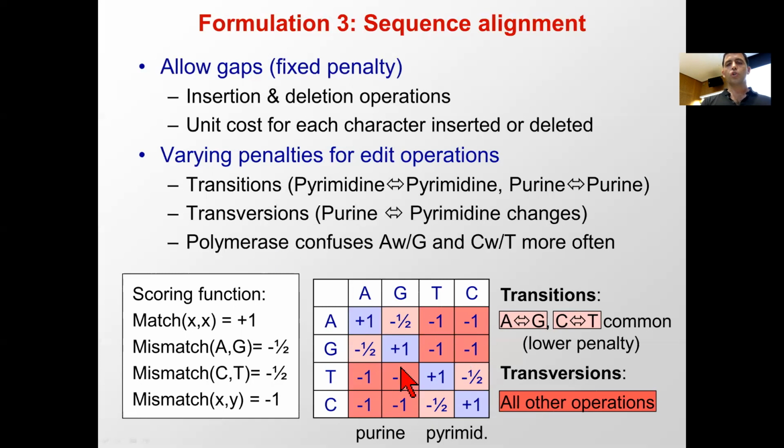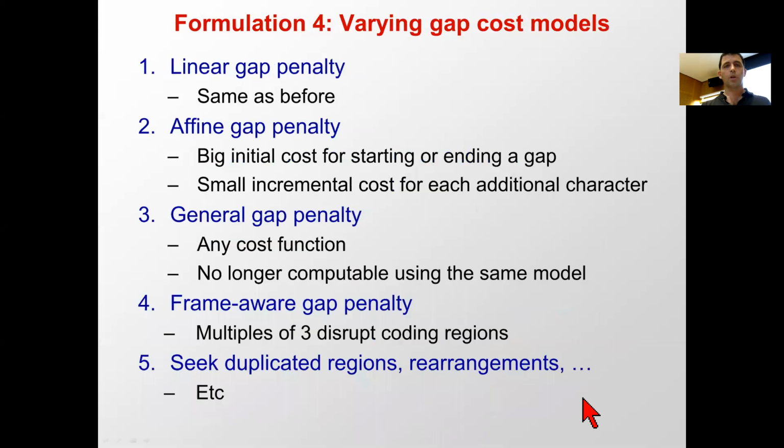Whereas transversions are things that change a purine into a pyrimidine and vice versa, and these are much less common, and these are much more penalized. Everybody with me so far? So basically, polymerase confuses A with G and C with T much more often, so they're going to cost less. So transitions are going to have lower penalty, and transversions are going to have higher penalty.